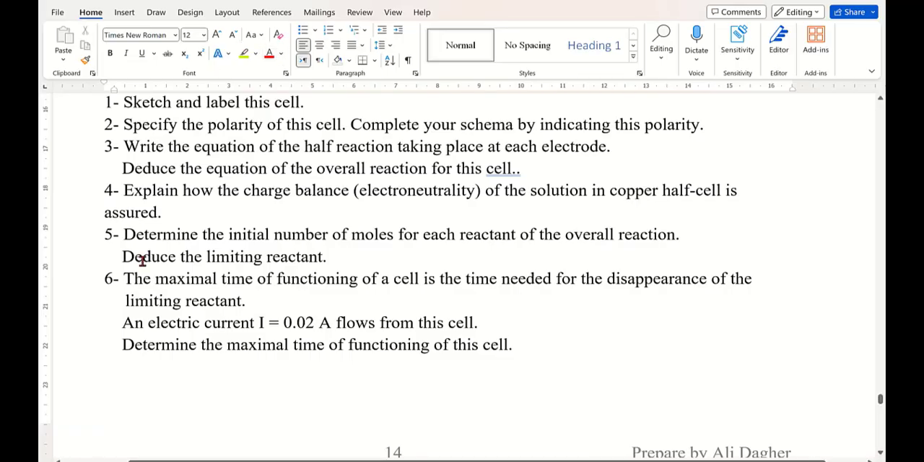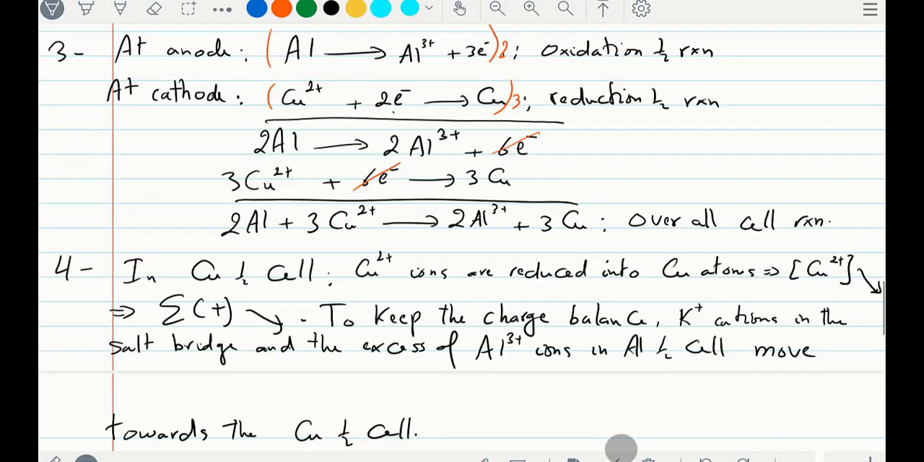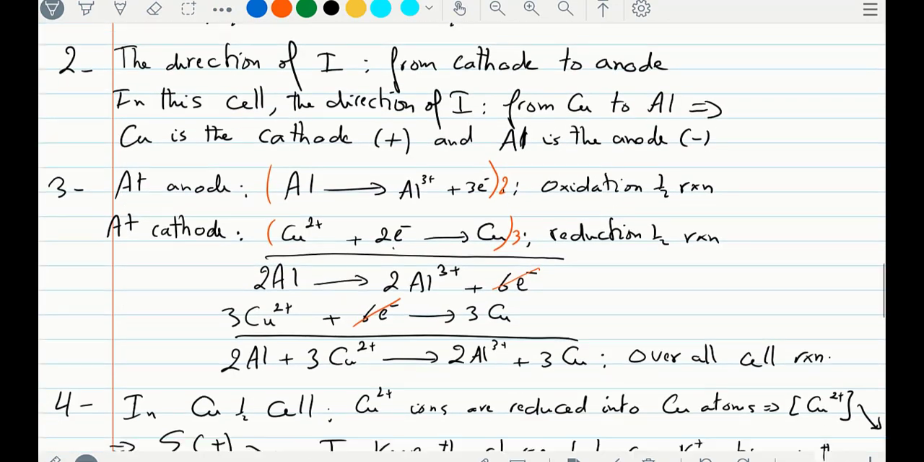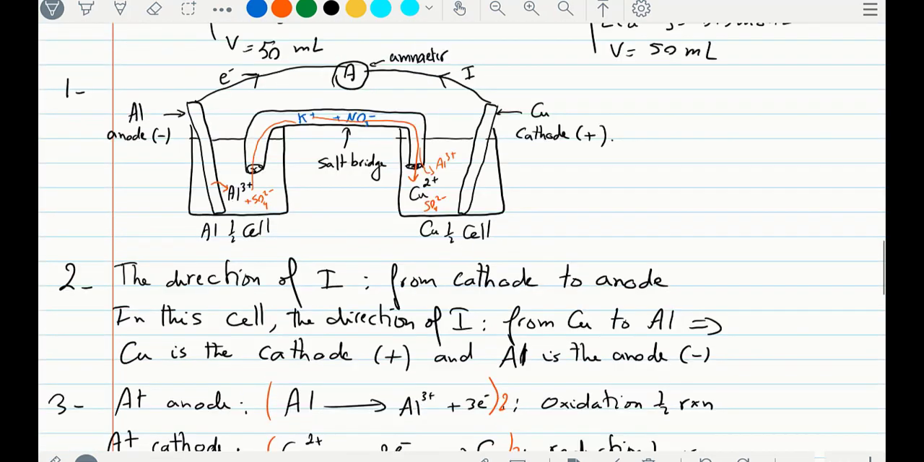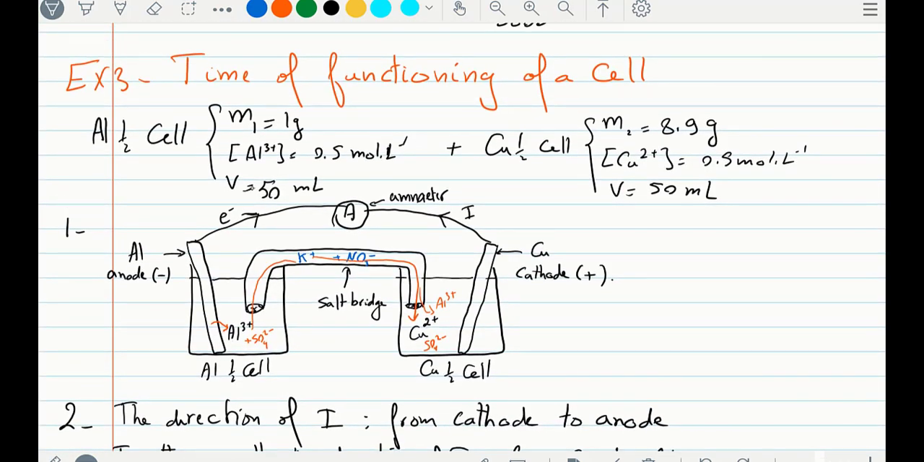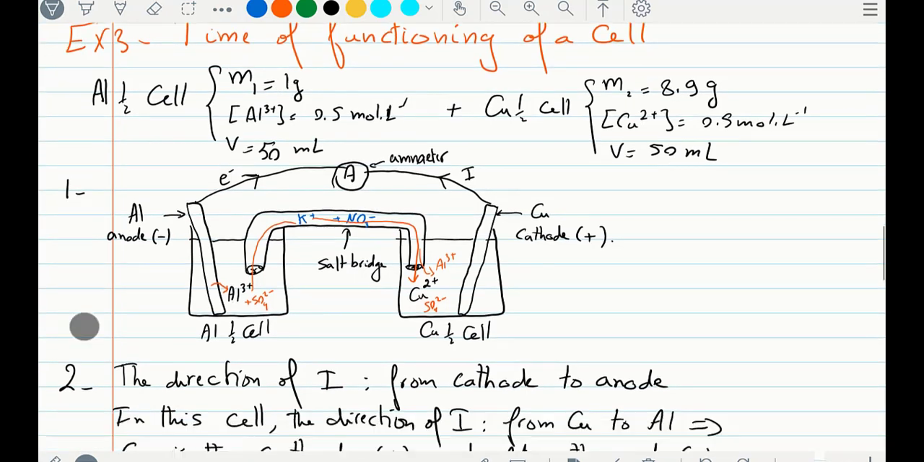Now, part 5: determine the initial number of moles for each reactant of the overall reaction. Deduce the limiting reactant. The reactants are Al and Cu2+. Then we should calculate n0 of Al. The given for Al is the mass, and for Cu2+ the given are concentration and volume. The mass of Al equals 1 gram, and the molar mass equals 27.